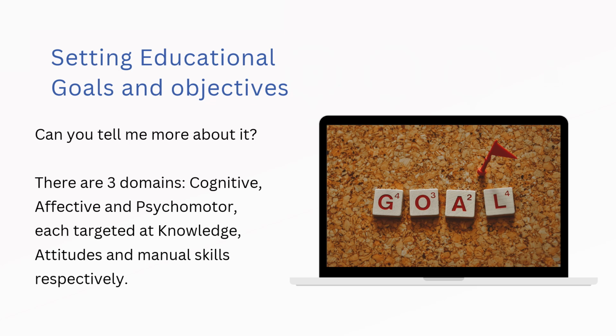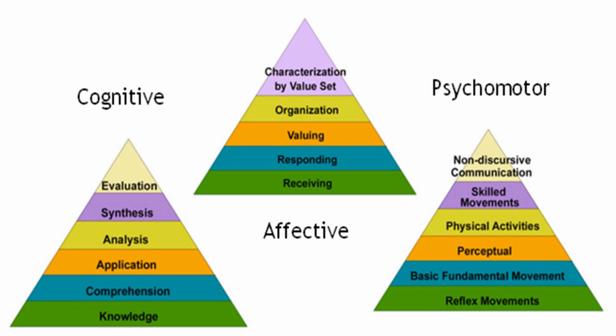There are three domains called cognitive, affective, and psychomotor domain. Each are targeted at knowledge, attitudes, and manual skills respectively. Each of these domains are represented in a triangular form with the simplest form at the bottom progressing to more complex and difficult ones at the top.